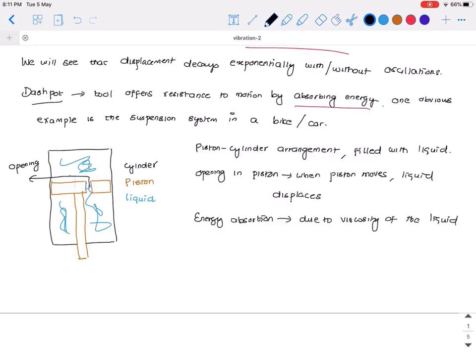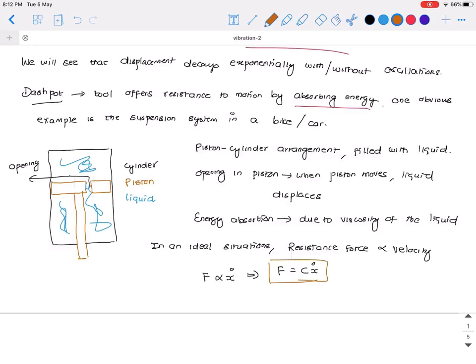Okay, so in an ideal situation, you will see in the next course on fluid mechanics that the resistance force offered by the dashpot is proportional to velocity. Okay, so let me say F is proportional to x dot, and we say F is equal to C x dot. Okay, so that is the expression for resistance offered by the dashpot.